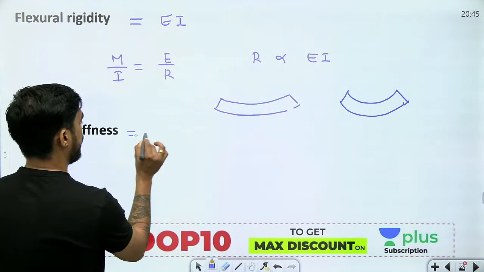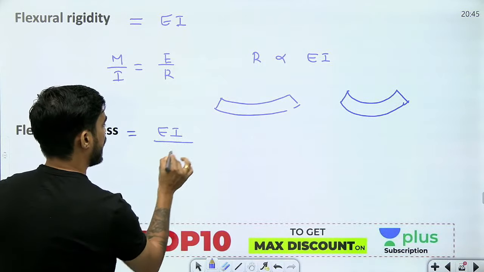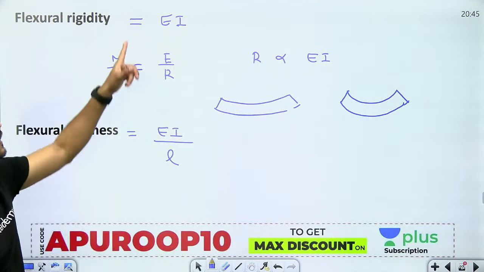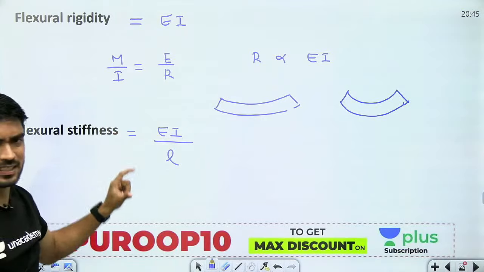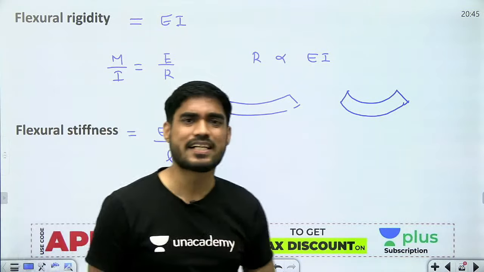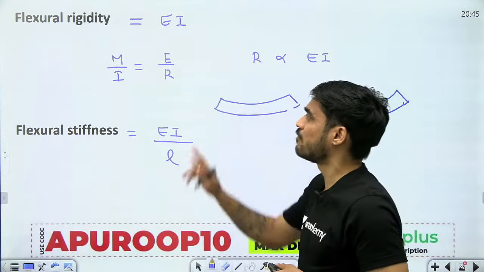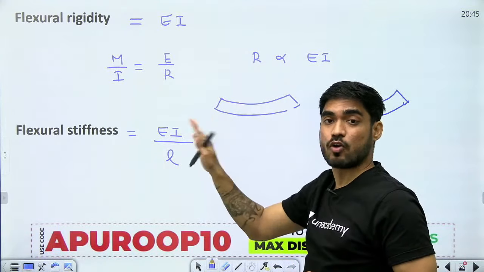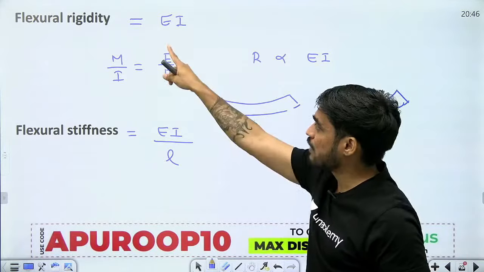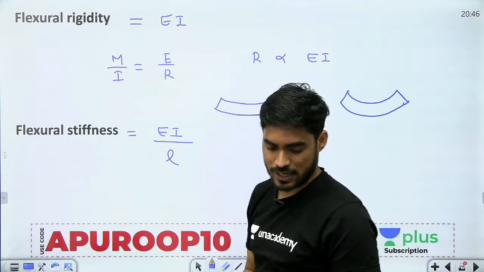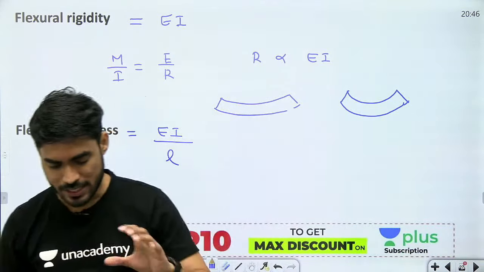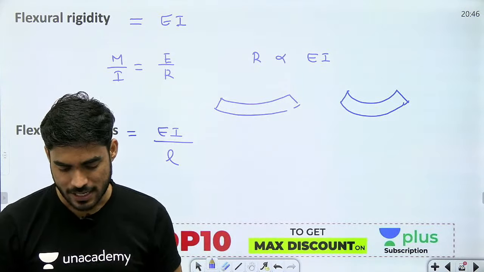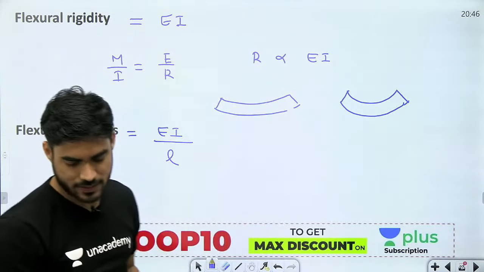Now flexural stiffness is what? Flexural stiffness is given by EI by L. So you can say that it is flexural rigidity per unit length. Just like axial rigidity and axial stiffness. Axial rigidity was what? A into E. Axial stiffness was what? AE by L. Just like that, flexural rigidity and flexural stiffness, they are related to the deformation. ये जो है deformation से related है, ठीक है? Is it clear?